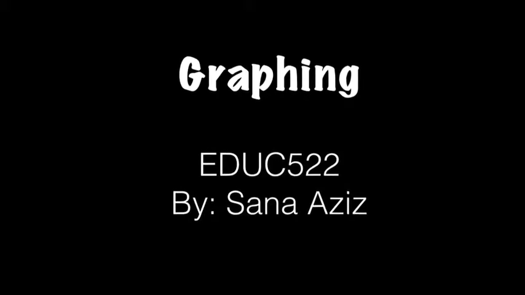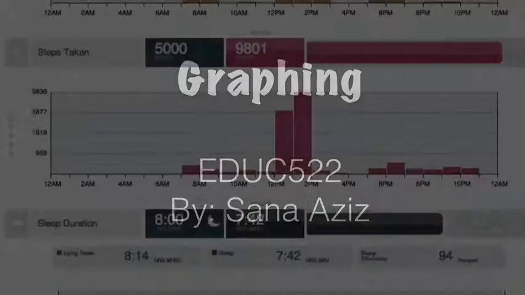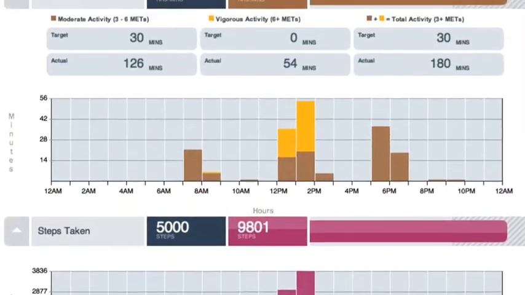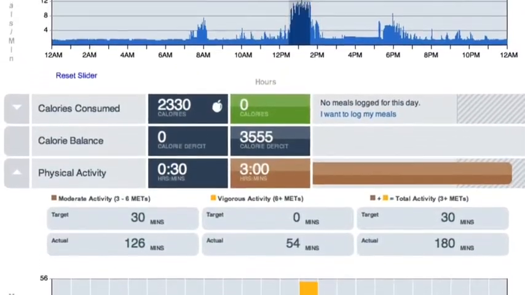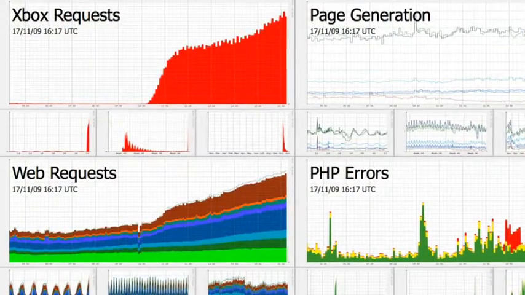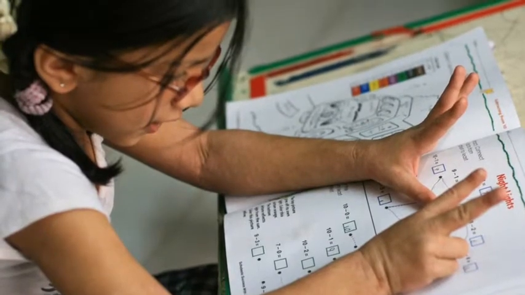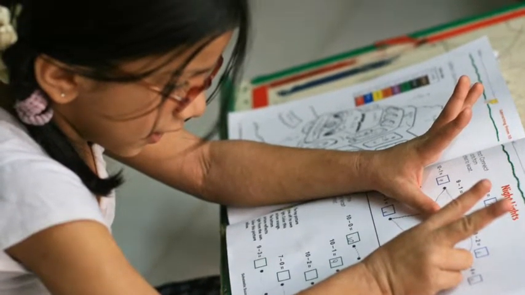My name is Sana Aziz and I did my unit plan on the topic of graphing in mathematics. Graphing is a very important topic which allows students to improve their analytical skills. Students learn to solve math problems from a variety of different angles and viewpoints. They learn to deal with real-life situations and learn how to make decisions. Through graphing, students learn an extremely important and interesting mathematical concept.